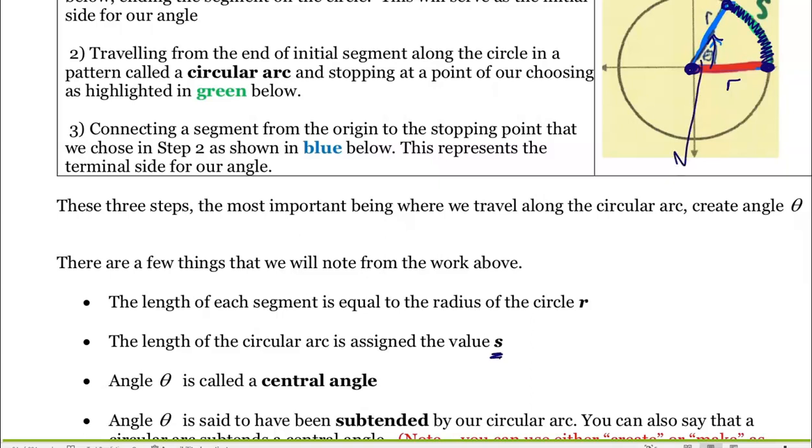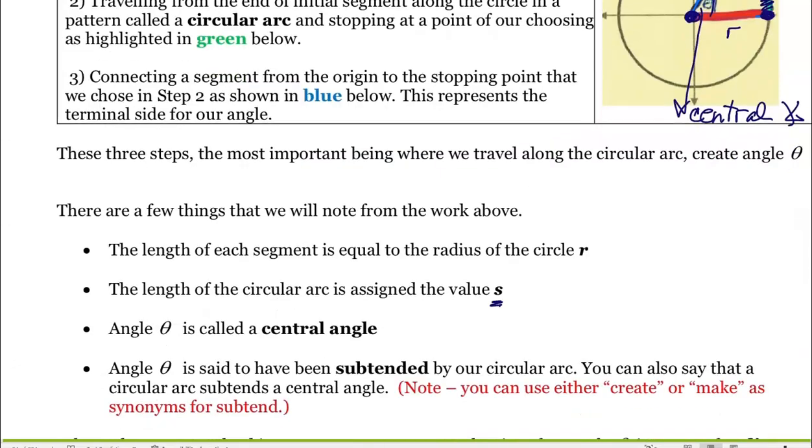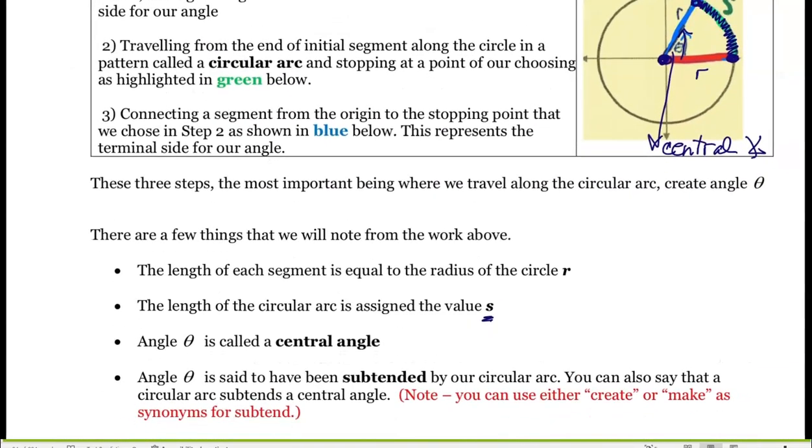Here's a new name. This angle theta is a central angle. It's right at the origin. So that's a central angle. Now we can say this fancy term. Angle theta is said to have been subtended by our circular arc. You can replace that word in your head with the word created. Okay? The angle was created once we moved along the arc.